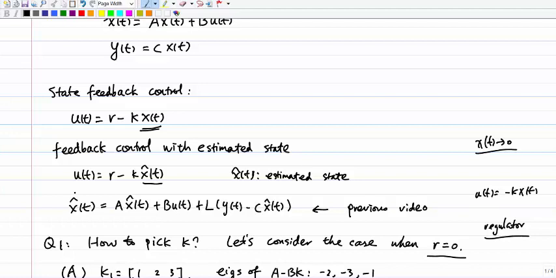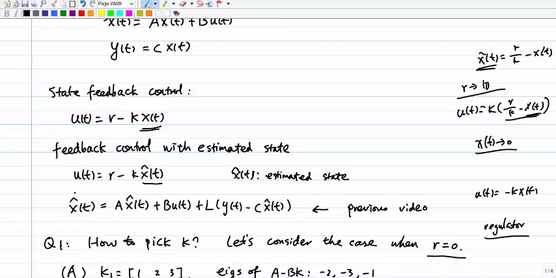The reason I consider r to be 0 is that if I want r to be some other number, 10 for example, I can just do a change of variable. If I want r to be 10, I can write u t as K times r divided by K minus x t. So you can do a change of variable. If I change my x, then u t is r minus K times x t, and my goal becomes to drive the shifted x to be 0. So it can always be converted to a regulator problem. That's why we consider this as a special case. When r is equal to 0, it's called a regulator problem.